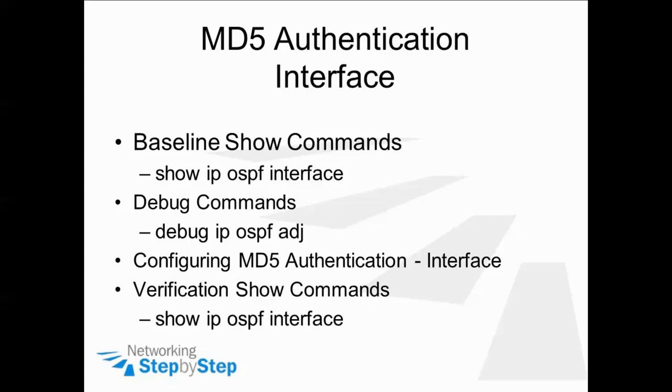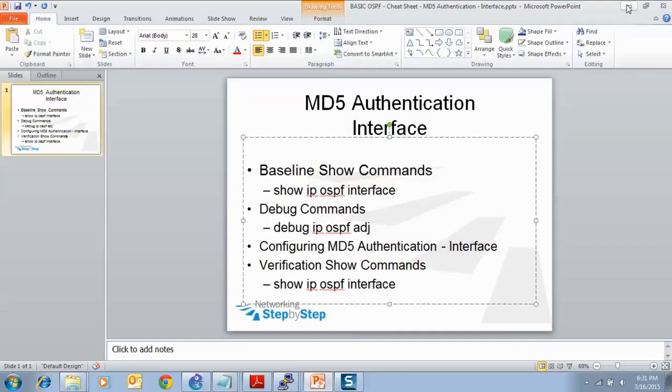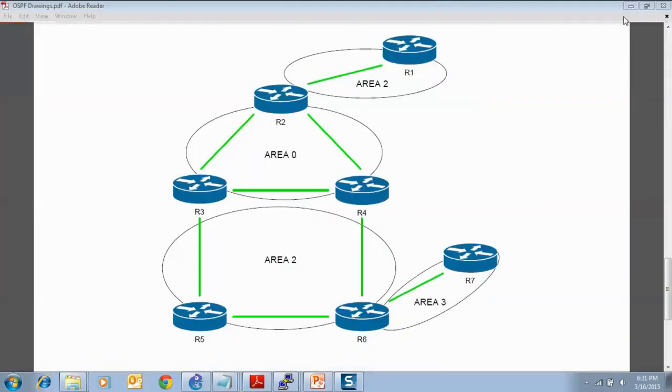Finish with the same baseline command, show IP OSPF interface, to see what changed. Let's look at the network topology. I will configure OSPF authentication on router 2 and router 3.